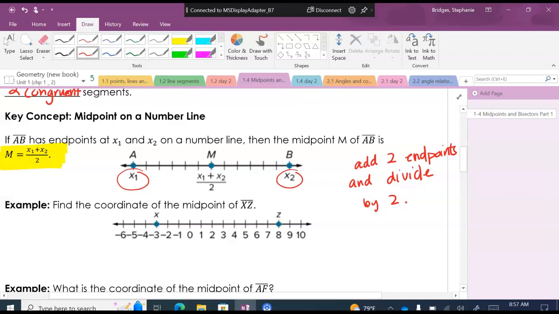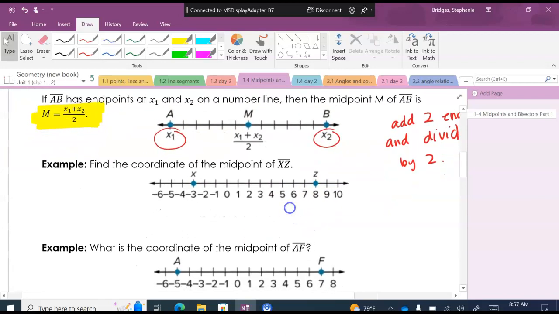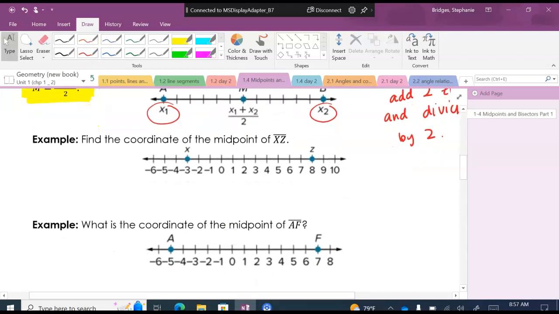Now look at that example that's right under there. We want to find the coordinate of the midpoint of XZ. Okay, so look for point X on your number line. Where is that at? What's the coordinate of that point? Okay, so we're going to take -3. And then we're going to add the coordinate of the other endpoint Z. What is the coordinate of Z? 8. And then we're going to divide that by 2.